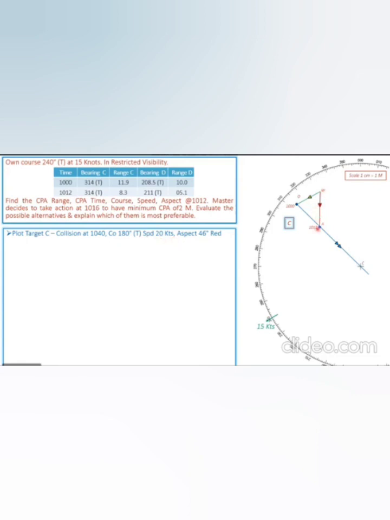WA distance has been covered by the target in 12 minutes. So interpolating for 1 hour, we get the speed as 20 knots. We also obtain the aspect. The aspect in this case is 46 degrees red. That means we are 46 degrees on the port side of the target Charlie.